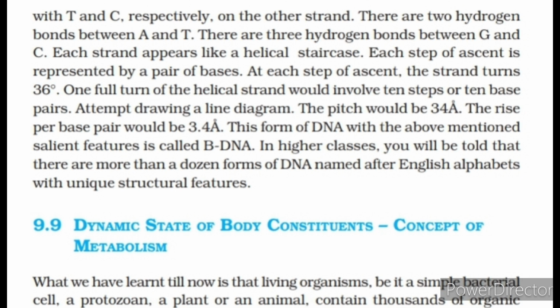Attempt drawing a line diagram. The pitch would be 3.4 nanometers. The rise per base pair would be 0.34 nanometers. This form of DNA with the above-mentioned salient features is called B-DNA. In higher classes, you will be told that there are more than a dozen forms of DNA named after English alphabets with unique structural features.